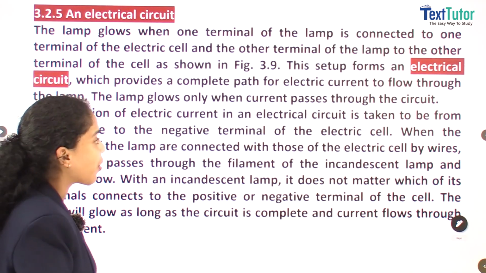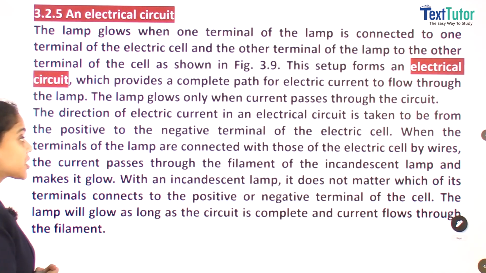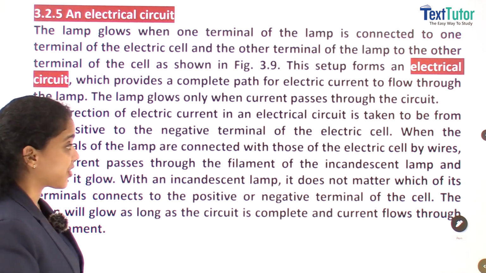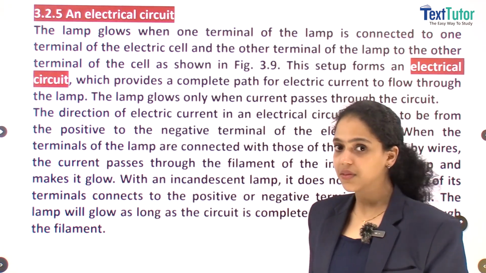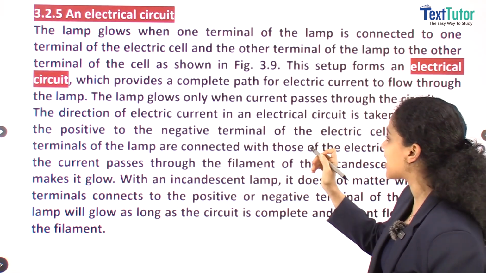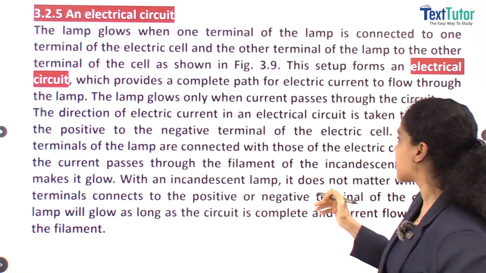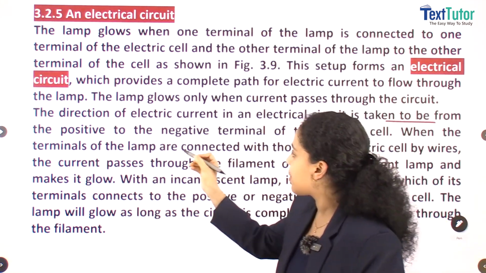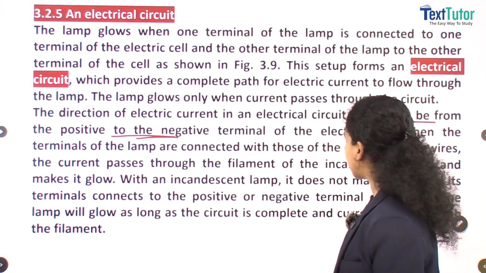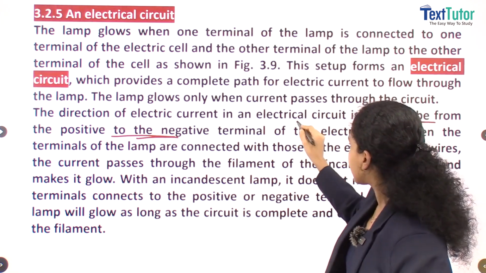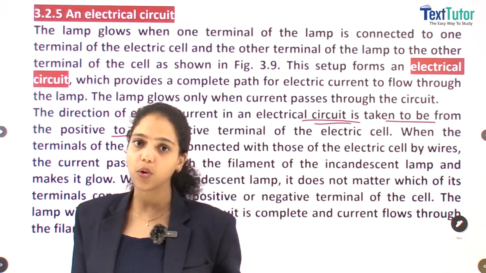The direction of electric current in an electric circuit is taken to be from the positive to the negative terminal of the cell. That is a point to remember. That is an important point.